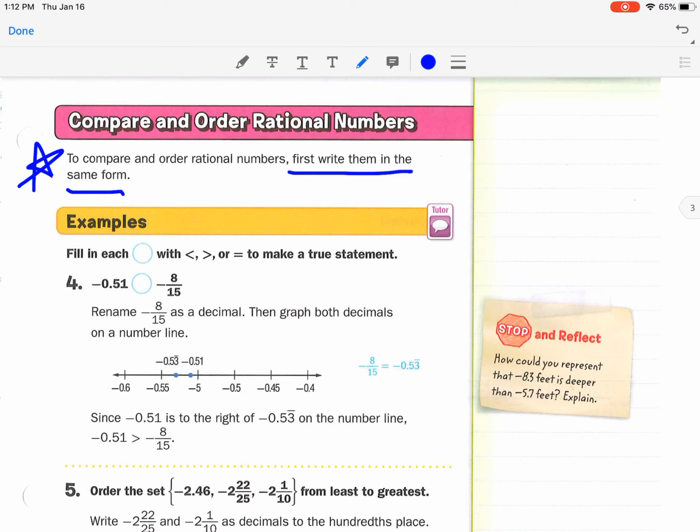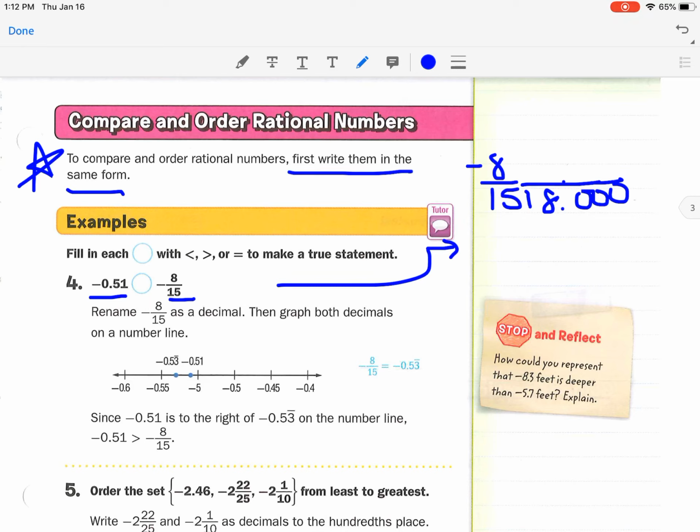So we're going to take a look at this example right here. We are actually going to take this negative 0 and 51/100, and we're comparing it with negative 8/15. So we're going to take that 8/15 and turn that into a decimal, which is what we have done the other day.